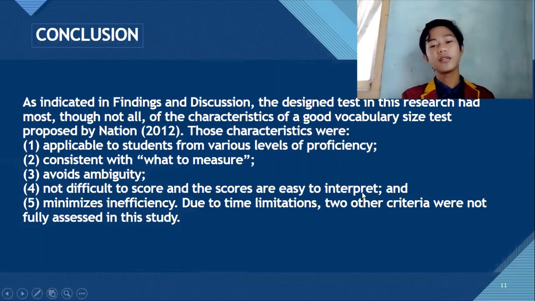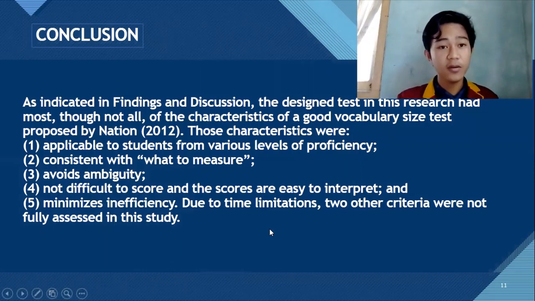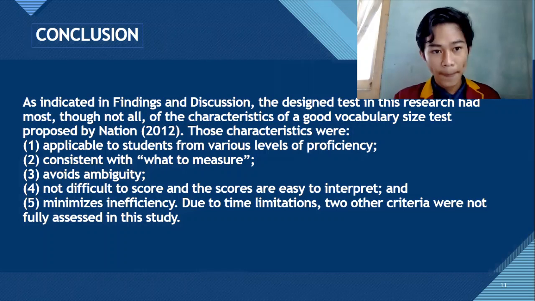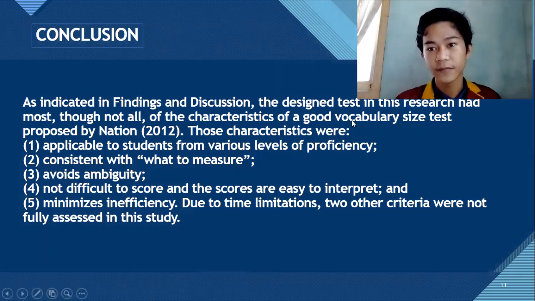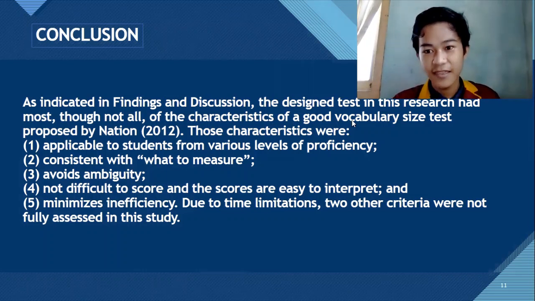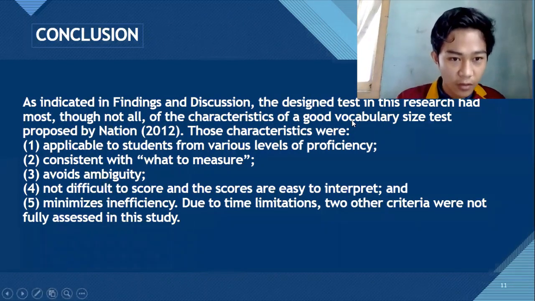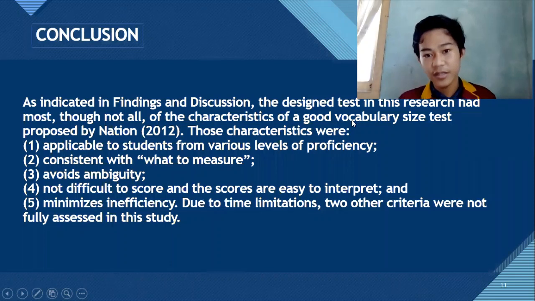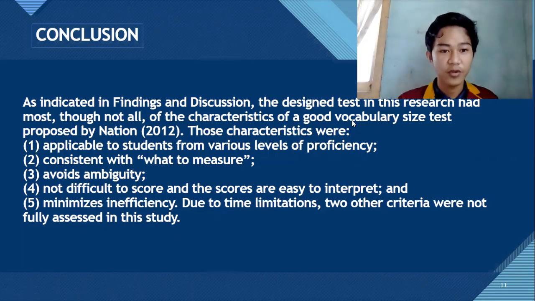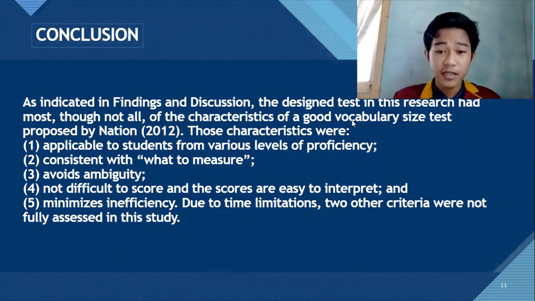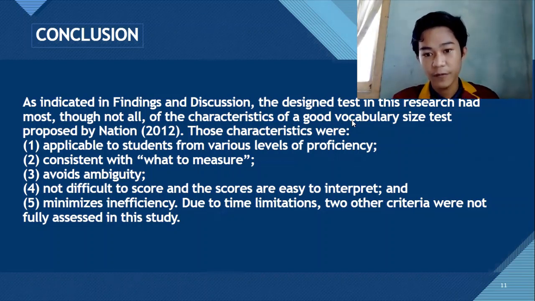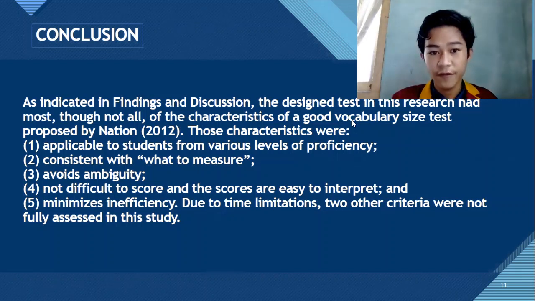Okay, we move to the last part of this video, the conclusion. The conclusion is as indicated in the findings and discussions. The designed test in this research had most, not all, of the characteristics of a good vocabulary size test proposed by Nation 2012. Those characteristics were: first, applicable to students from various levels of proficiency. The second is consistent with what it measures.